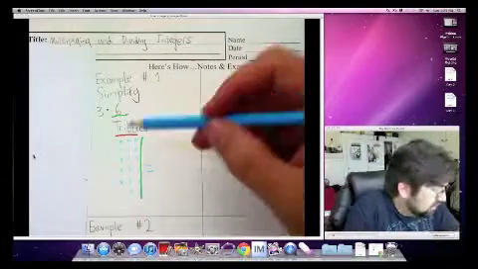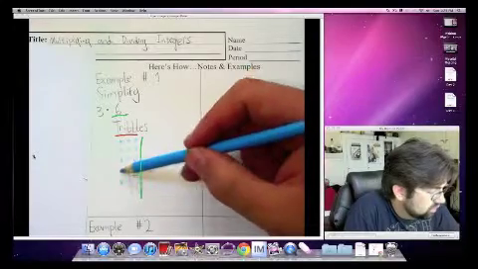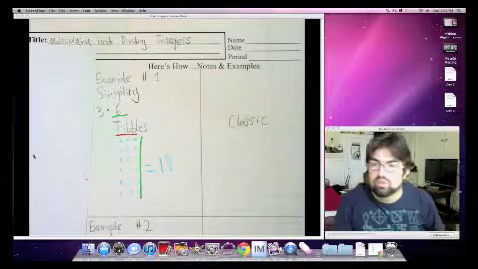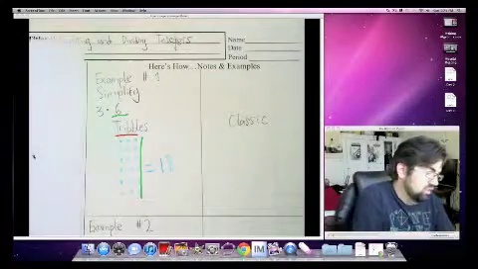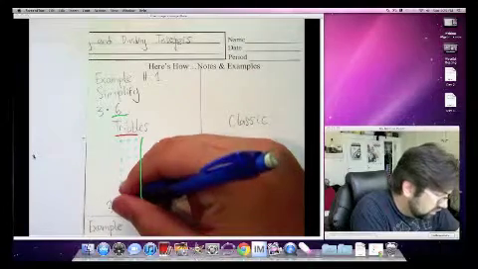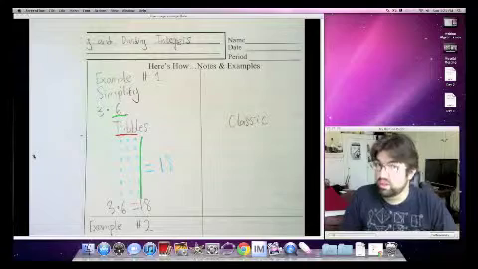Okay, and if I count the dots, 1, 2, 3, 4, 5, 6, 7, 8, 9, 10, 11, 12, 13, 14, 15, 16, 17, and 18. So I should be able to write down that 3 times 6 is 18. So if it's been a while, that's why it's true.